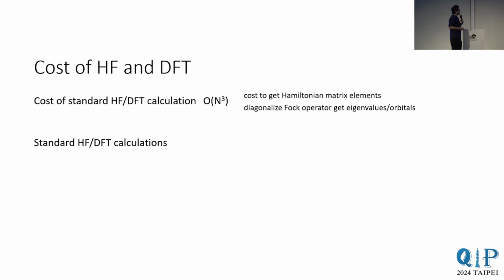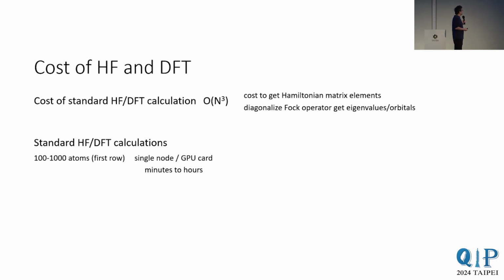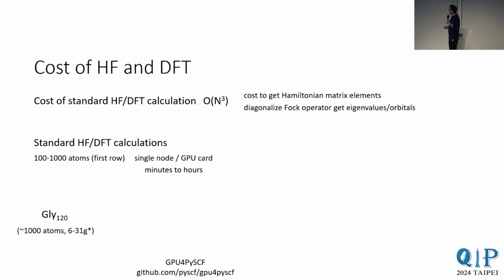And in a typical implementation, this cost allows you to treat between 100 to 1,000 light atoms. Of course, heavier atoms have more electrons, and they're more expensive to compute. But light atoms means things that are in the first row of the periodic table. And such a Hartree-Fock DFT calculation on a single computational node, or perhaps a modern GPU card, may take minutes to hours. Right. So this is an example of a glycine peptide, 120 amino acids stuck together, 1,000 atoms, roughly speaking.